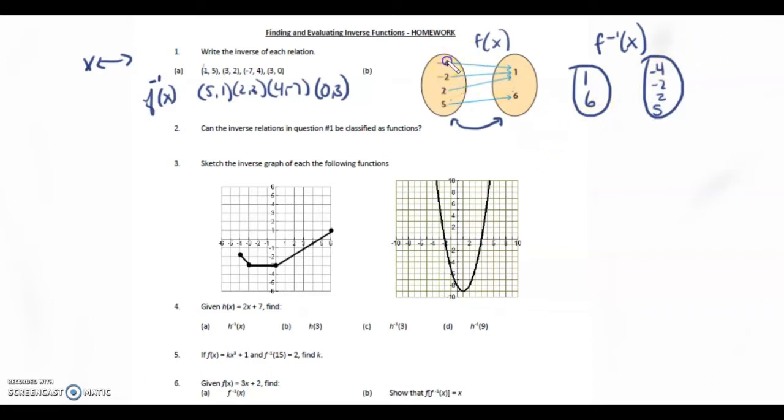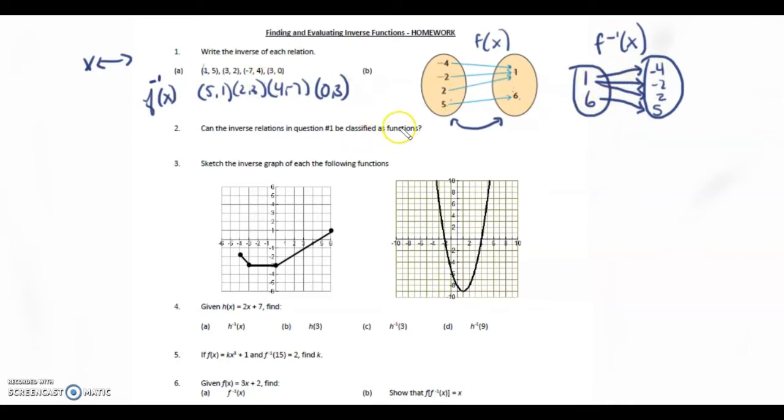Now, negative 4 mapped onto 1, so 1 is now going to map onto negative 4. Negative 2 mapped onto 1, so 1 is now going to be mapped onto negative 2. 2 mapped onto 1, so 1 is going to be mapped onto 2. And 5 mapped onto 6, so 6 is now going to map onto 5. Okay, so then this is the f inverse of x.